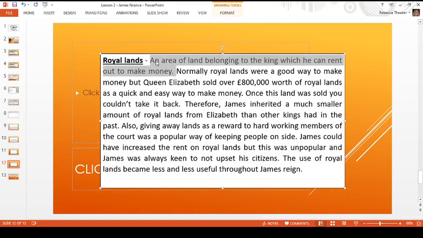again, there we are, royal lands. So what is a royal land? Royal lands are an area of land that belong to the king, which he can do what he likes with. Most kings and queens rent out royal estates to make money on them. So it's just the same as if we would rent a house now. We'd rent a house and then we give that money to our landlord, the person that actually owns the property.